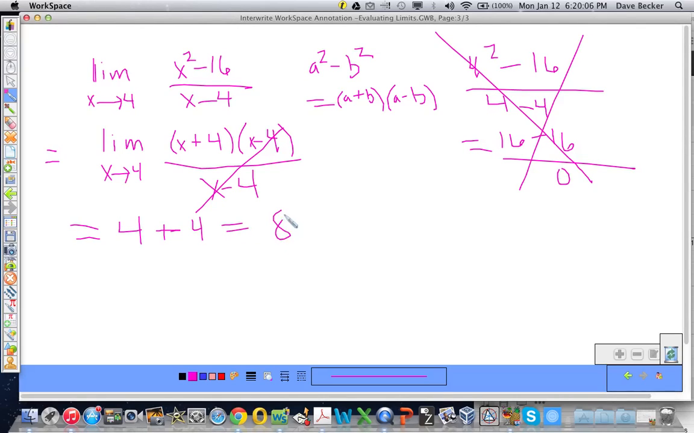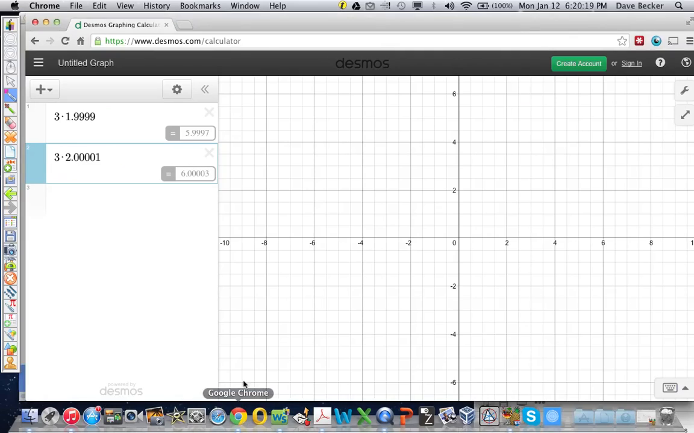So the answer is 8. Okay? And let's just check that with Desmos. So the limit as x approaches 4 of x squared minus 16 over x minus 4. Okay, so let's get something real close to 4. So let's see. Let's do 3.9.